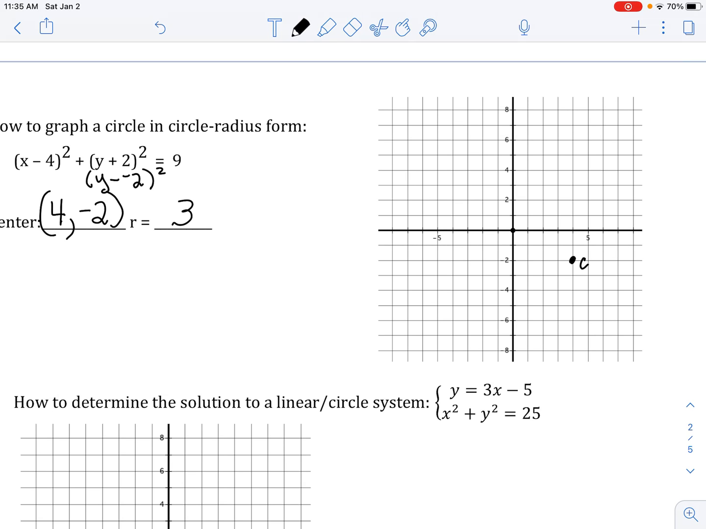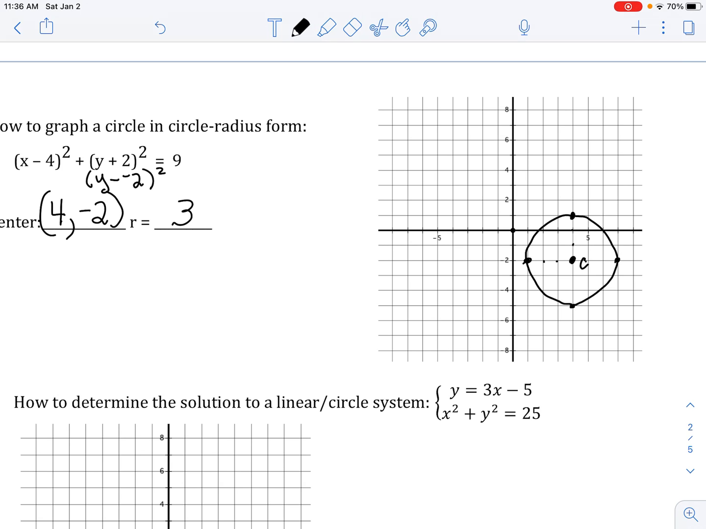Now from that center point, we are going to count off the length of the radius in 4 directions. And the easiest directions are to go up 1, 2, 3, to the left 1, 2, 3, to the right 1, 2, 3, and down 1, 2, 3. It ends up looking like a box, but you want to do your best to create a circle.